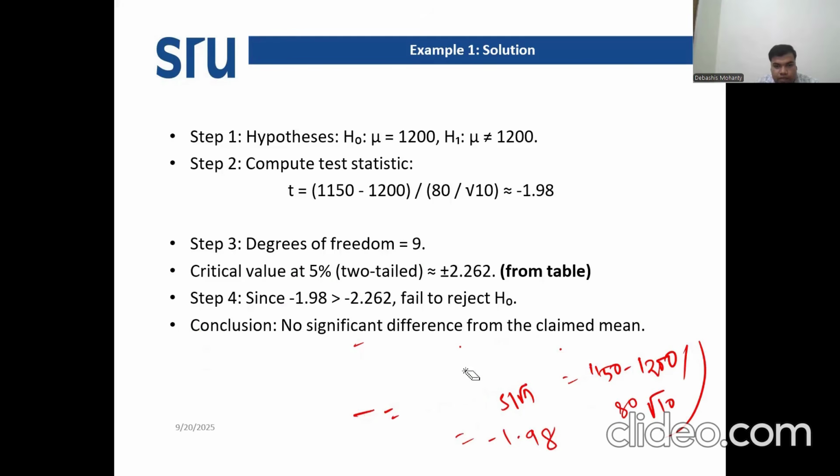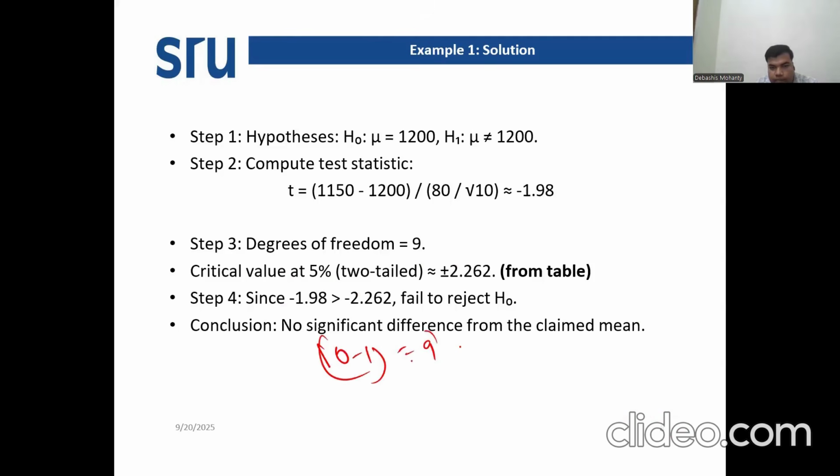So students, now tell me, what is the degree of freedom here? The sample size is given as 10. So for the given sample size 10, the degree of freedom will be 10 minus 1, that is equal to 9. Right?